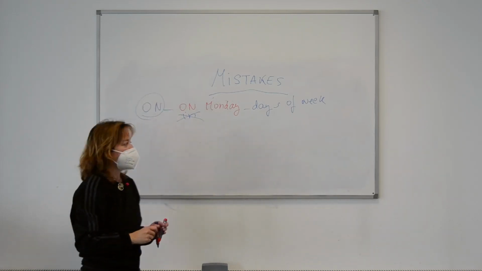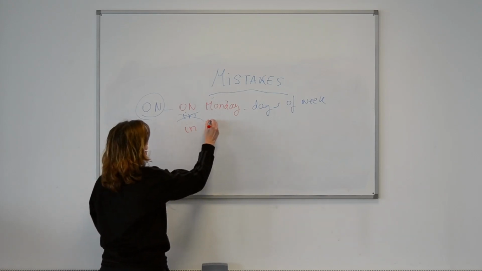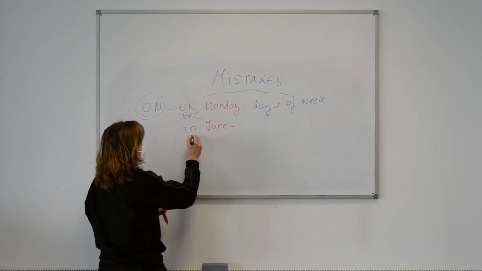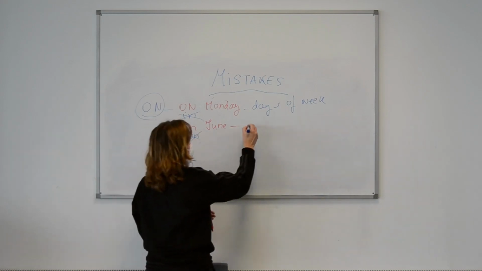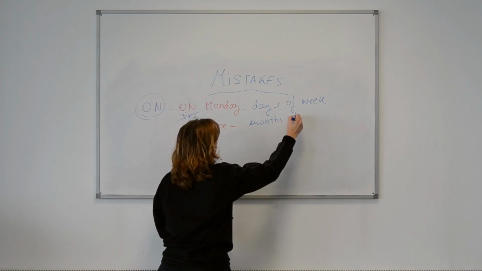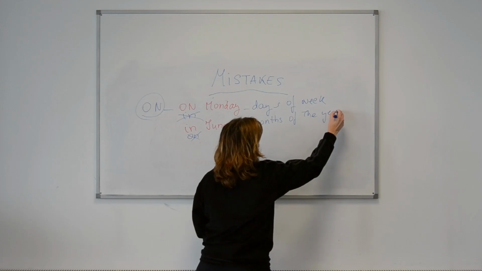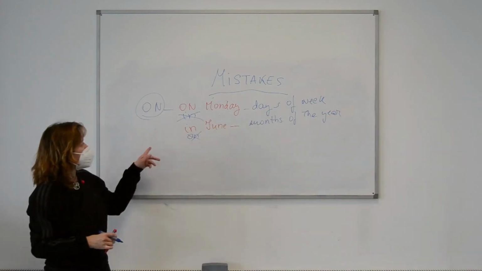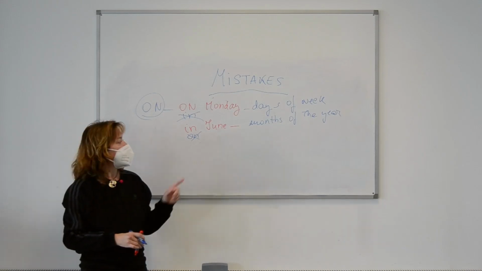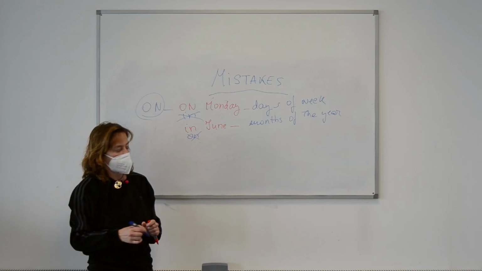But with months, for instance, we say in June, in August, in September. In this case, we use in, but not on, with months of the year. Okay, we should pay attention to this, and we should remember that we use the preposition on with the days of the week, and we use the preposition in with the months of the year.